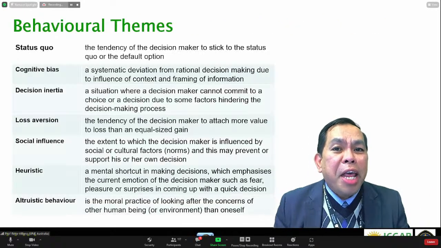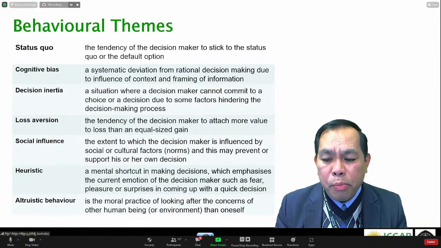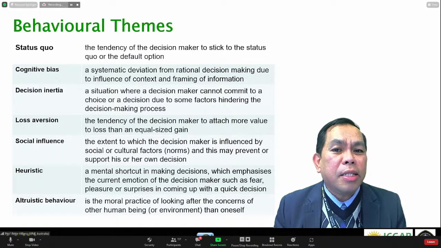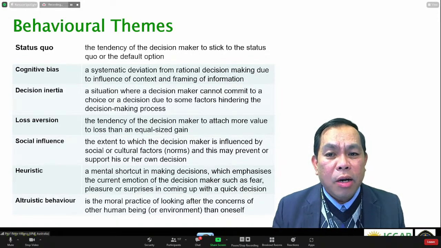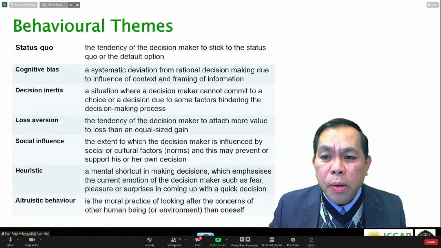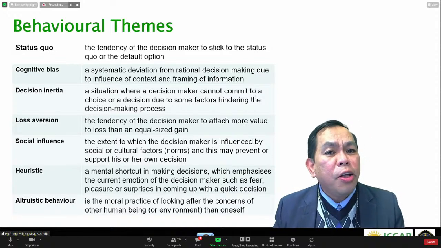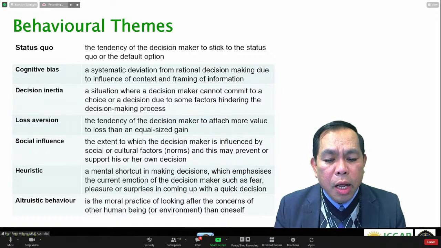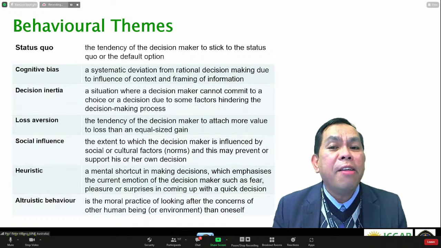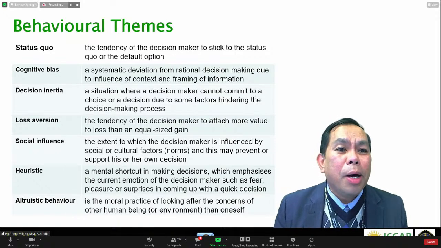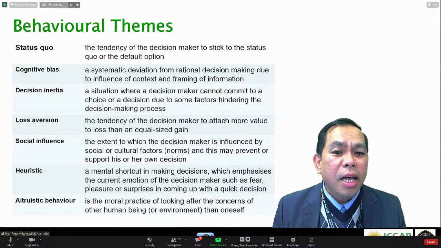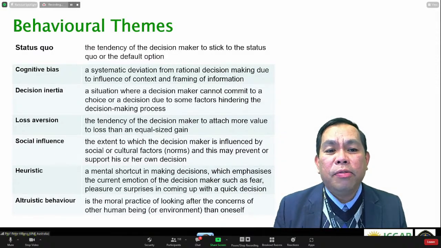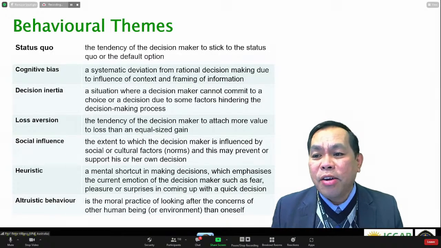In order to consider behavioral aspects in the farm decision-making process, we have some themes that we need to consider as far as farmers are concerned. For example, some of the themes include but are not limited to status quo. This is the tendency of farmers to just make a decision to stick to the status quo or the default option. When we talk about cognitive bias, it is a systematic deviation from rational decision-making due to the influence or context and framing of the information that they receive.